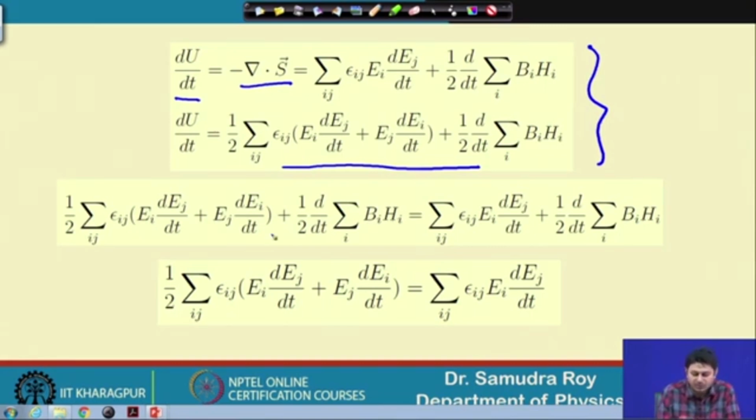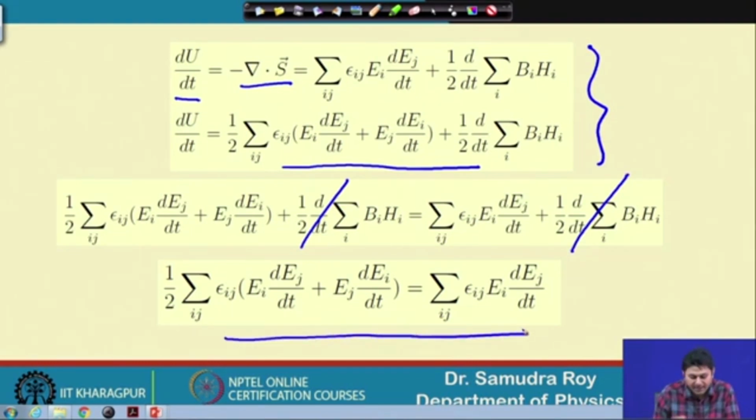Now, we put these equations side by side. When I put them side by side, I find that this term and this term will be cancelled out, because this is the same term we have on both sides. Then we have an interesting expression in our hand, and this expression suggests that half of epsilon I j E I d E j dt plus E j d E I dt is equal to this quantity. Now, this equation will be consistent only when epsilon I j is equal to epsilon j I.